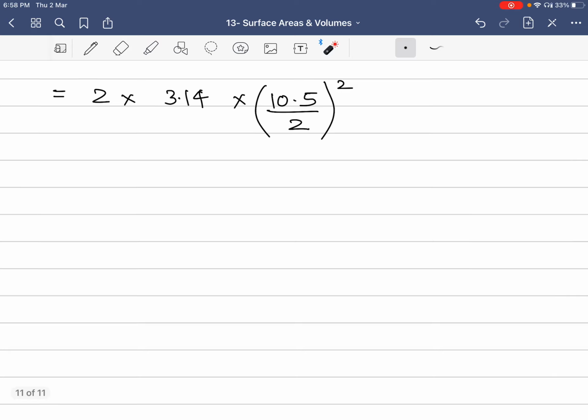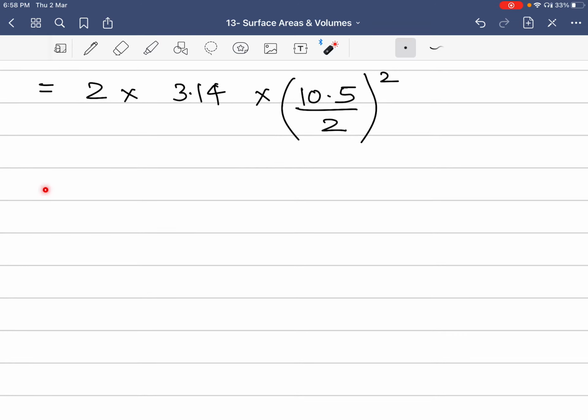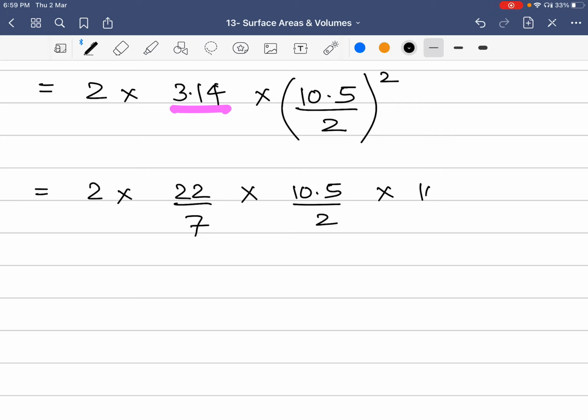Now let's focus on this and try to solve it. Let's zoom in. That is equal to 2 into, now interestingly, this 105 is divisible by 7. So I'm going to replace this 3.14 by 22 by 7 so that I can divide it. And I'm going to write 10.5 divided by 2 into 10.5 divided by 2, because it's a square, so I can just write it 2 times. Now let's do some cancellations. This 2 and this 2 will cancel each other. This 2 and this 22 will become 11.